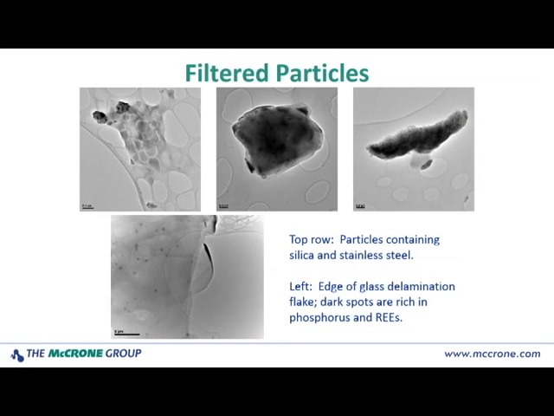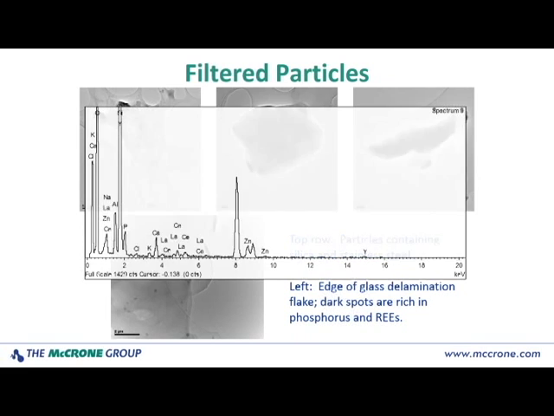Down at the bottom, we have a higher magnification image of the edge of that big glass delamination flake, and you can see dark contrast features in that flake. And those spots, the elemental analysis showed to be rich in phosphorus and rare earth elements. So a somewhat different glass composition, but easily recognizable in the TEM.